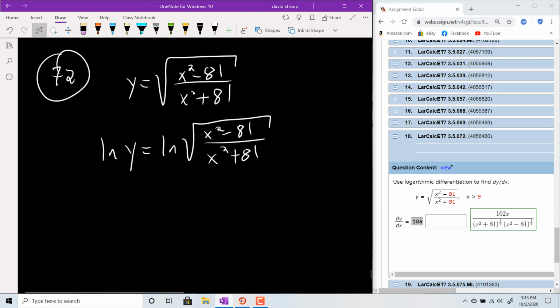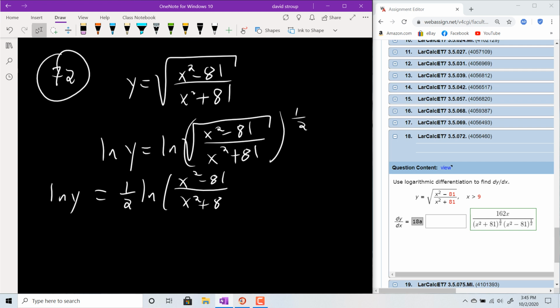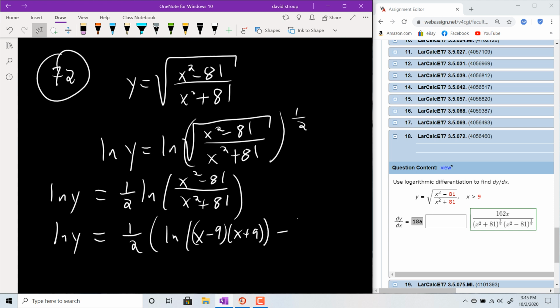So I simplify the heck out of the right-hand side. First you can bring out the 1/2 power, because the square root is really a 1/2 power. So you bring that down front. Then you can split up the logarithm using the quotient rule of logarithms. So you'd have ln of x squared minus 81, which is the same as x minus 9 times x plus 9. I'm going to leave that there. And then minus the ln of x squared plus 81, which is a prime quadratic. You can't factor that in the real numbers. You'd have to use imaginaries.